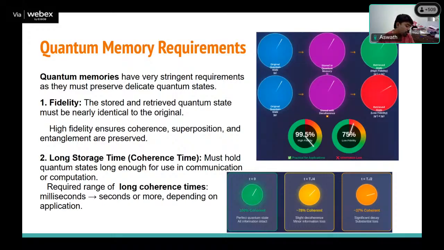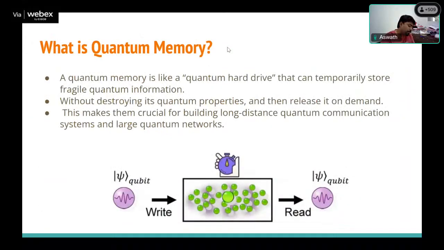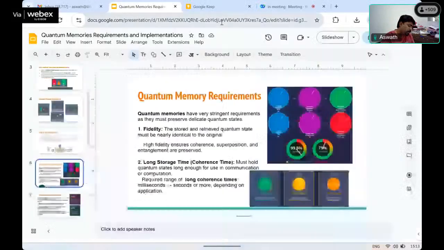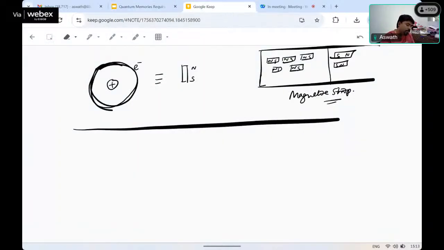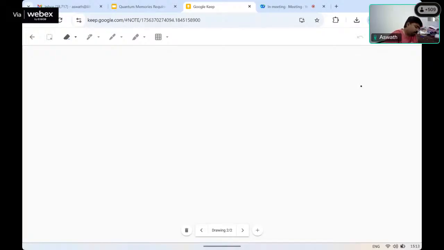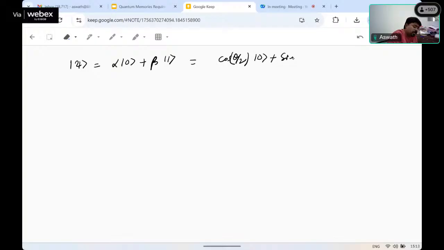As we have seen earlier, the quantum information is actually in the superposition form. So this is a quantum state. Let me use my pen notes and take a new drawing. For example, a quantum state is alpha 0 plus beta 1. I can convert alpha into cos theta by 2, 0 ket, and beta as sine theta by 2, e to the i phi, 1 ket.